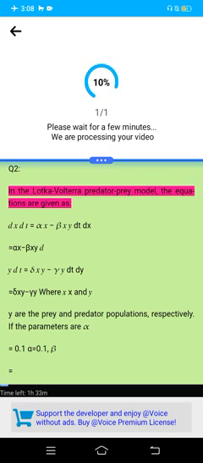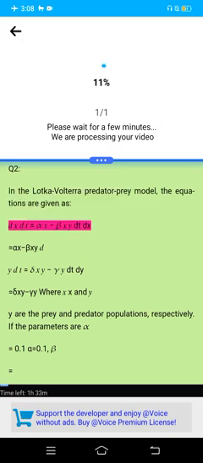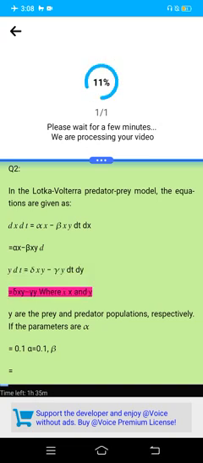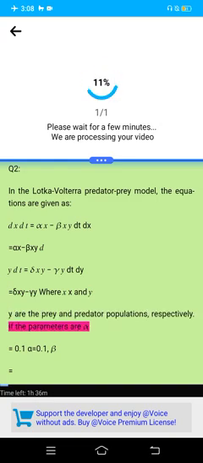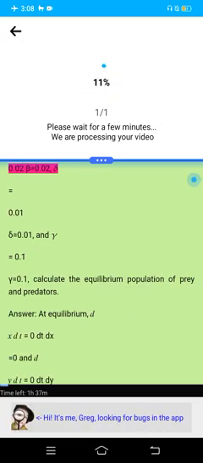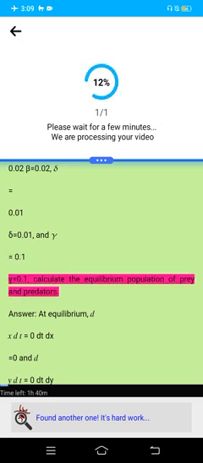Q2. In the Lotka-Volterra predator-prey model, the equations are given as dx/dt equals alpha x minus beta xy, and dy/dt equals delta xy minus gamma y, where x and y are the prey and predator populations, respectively. If the parameters are alpha equals 0.1, beta equals 0.02, delta equals 0.01, and gamma equals 0.1, calculate the equilibrium population of prey and predators.